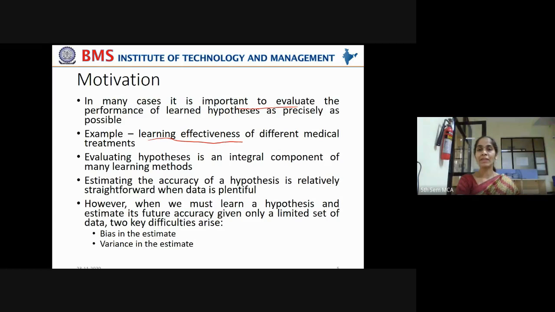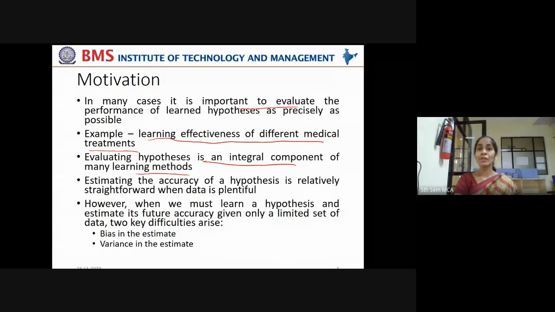Example, learning effectiveness of different medical treatments. Say you're preparing a database of the effectiveness of different medical treatments for a disease called cancer: chemotherapy, allopathy treatments, or homeopathy, or Ayurveda treatment on cancer. You're trying to create a database of learning effectiveness of different medical treatments for a particular disease. Now, evaluating hypothesis is an integral component of many learning methods.